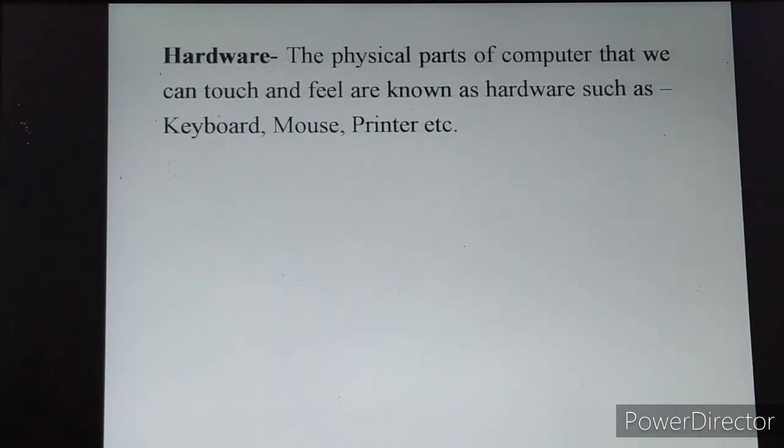Hardware. What is the hardware? Simple definition. The physical parts of a computer that we can touch and feel are known as hardware. Just like keyboard, mouse, printer, etc.